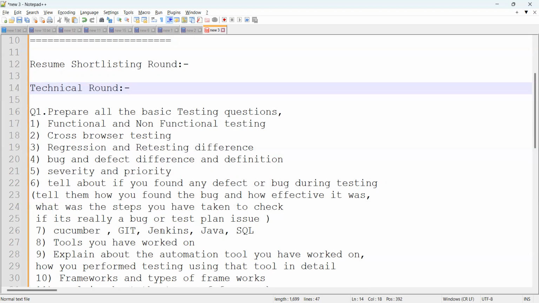Then Jenkins: what all have you done through Jenkins? Have you scheduled any nightly run or any Jenkins pipeline for your daily execution? What are the parameters that are available? If you're working in a Maven project, how have you incorporated pom.xml or testng.xml, and how do you link your Git repo to the Jenkins pipeline? And again Java.